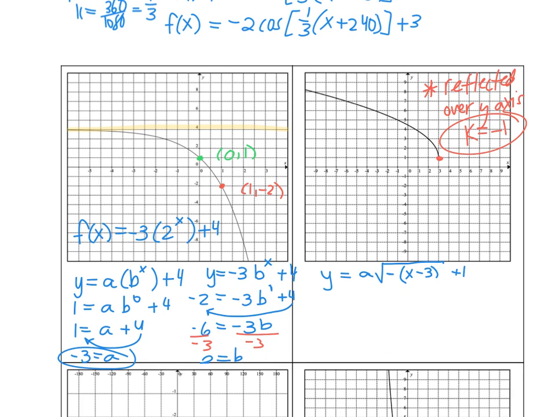Now, everything's the same as before. I want you to pick a point that you can clearly read off. So I'm just going to say 2, 3. And I want you to pause the video, plug this point in, and finish this question off. Solve for a and put it all together.